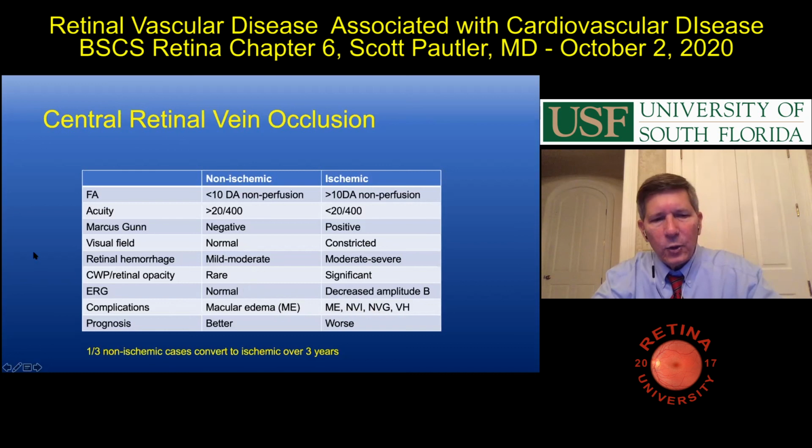Remember that about a third of non-ischemic cases convert to ischemic vein occlusion over 3 years. So once you make your initial assessment, don't rest on your laurels. Keep an eye out if the picture changes, if the acuity starts to drop, or if you start to develop other signs of ischemia, an afferent pupillary defect. Watch carefully for complications.